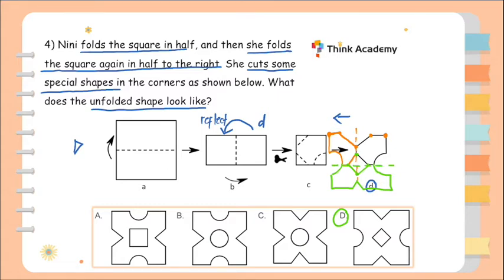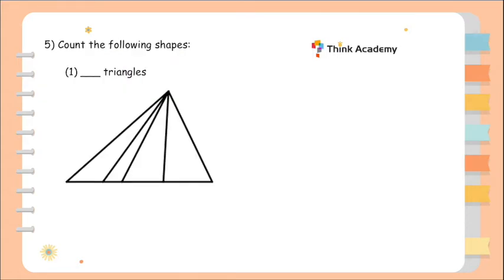So after we're learning about symmetry, we're going to move on to count the following shapes. The first one is a triangle. So we're going to count how many triangles are there. If we're counting the triangle, we can do it by one smaller triangle, and can we do it by two smaller triangles? Or 3, 4, 5? So we can do until 4 because we only have 4 smaller triangles, right?